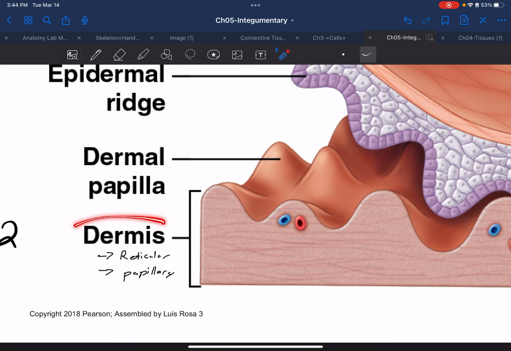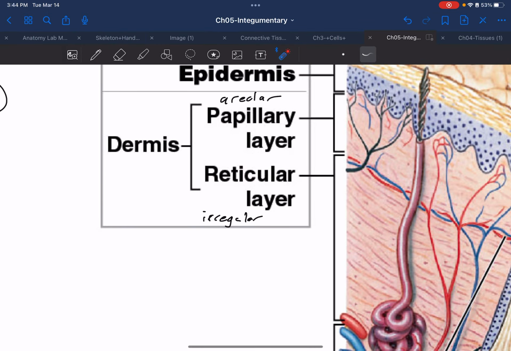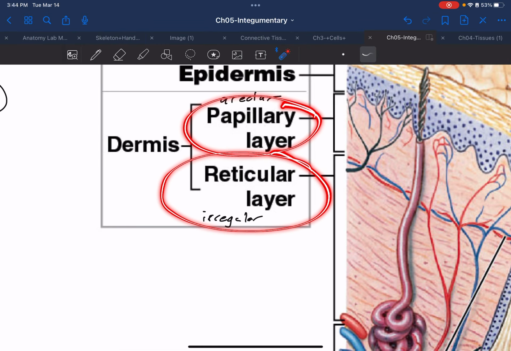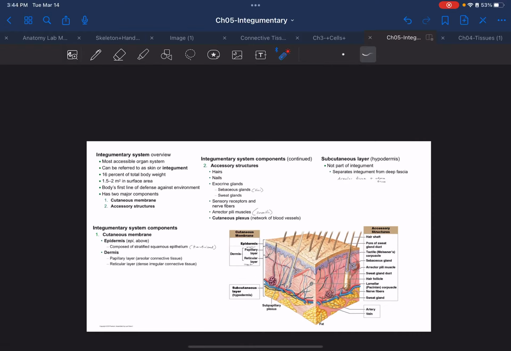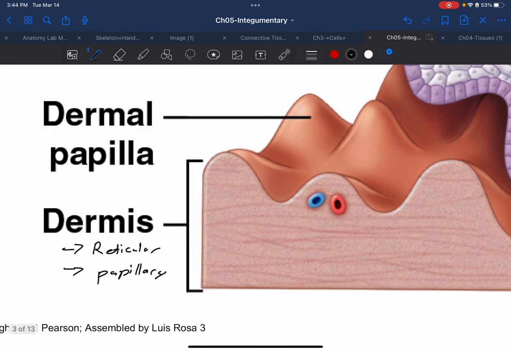And so the dermis, my only point here was that in the dermis you have two layers. You have the papillary layer and the reticular layer. And maybe this can be confusing if I write them in the opposite order. Let's make sure I write them in the right one.